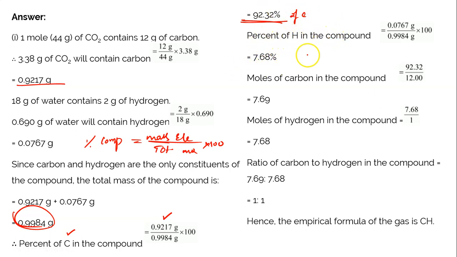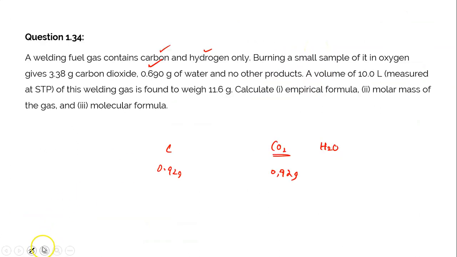Similarly, calculate for hydrogen also. Percentage composition of hydrogen will be mass of hydrogen divided by total mass into 100. Mass of hydrogen is 0.0767 grams divided by the mass of the total welding gas, which is 0.9984, into 100. Simplify this to get the percentage mass of hydrogen, which is 7.68. So now you have the mass percentage of hydrogen. You also have the mass percentage of carbon. Now you know the mass percentages. From here, you have to calculate the empirical formula.